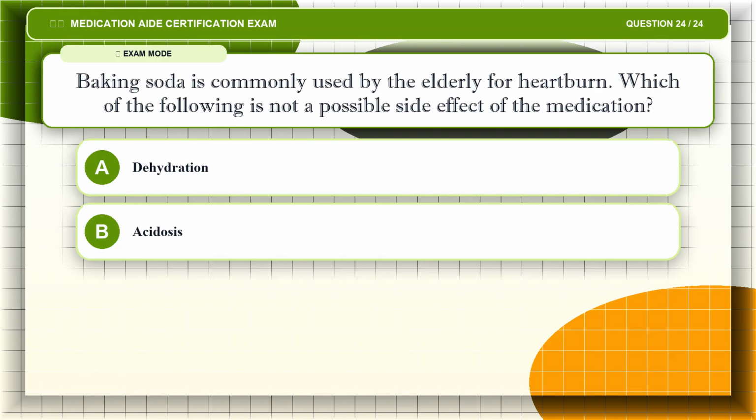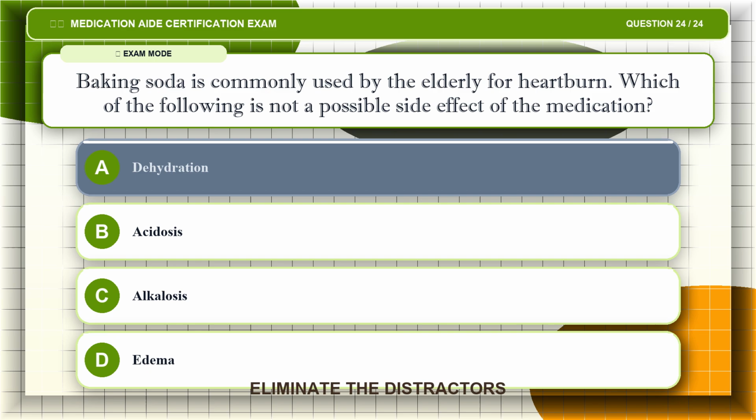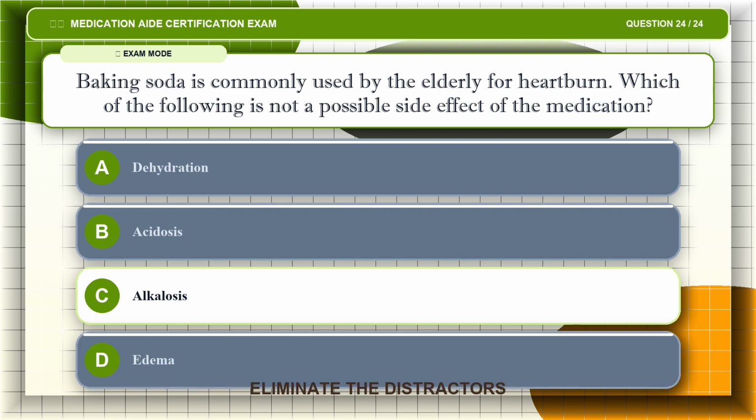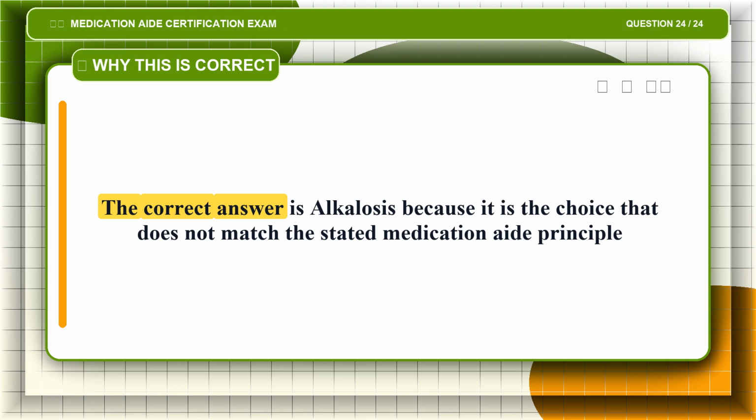Question 24. Baking soda is commonly used by the elderly for heartburn. Which of the following is not a possible side effect of the medication? Option A, dehydration. Option B, acidosis. Option C, alkalosis. Option D, edema. The correct answer is option C, alkalosis, because it is the choice that does not match the stated medication aid principle.